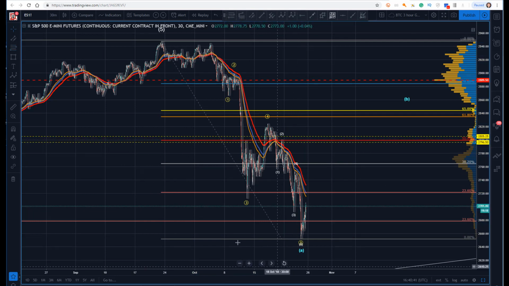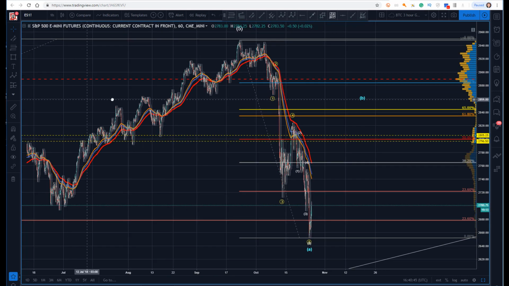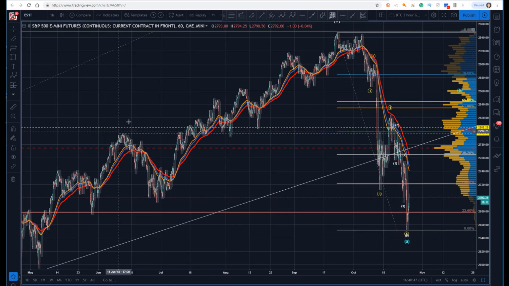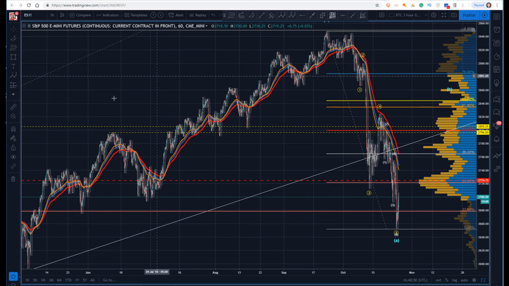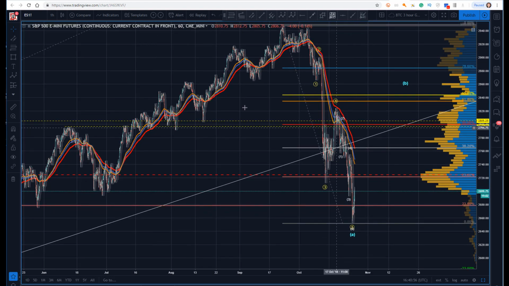So you can see the lines I have drawn already. I guess I've got to go back to a 1 hour here. All right, so just using prior structure here, areas that were obviously significant to the market. You can see resistance, support, then it goes. So these would be areas of interest.